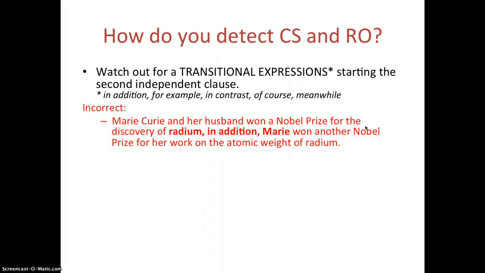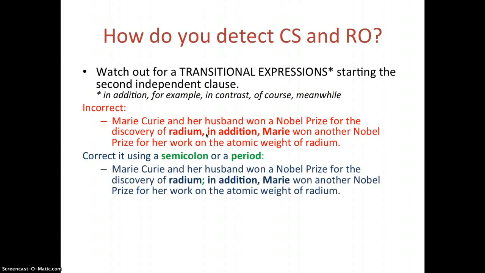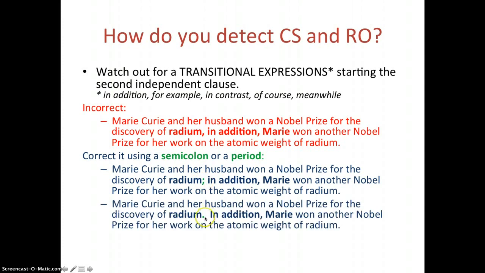So how could you correct this? Well, first you have to find the mistake, and the mistake is here: the comma before "in addition." Something's wrong there. So you could correct it using a semicolon or a period. First let's look at the semicolon. We just add a semicolon after radium, okay? Another option is just to put a period after radium and then start a new sentence.